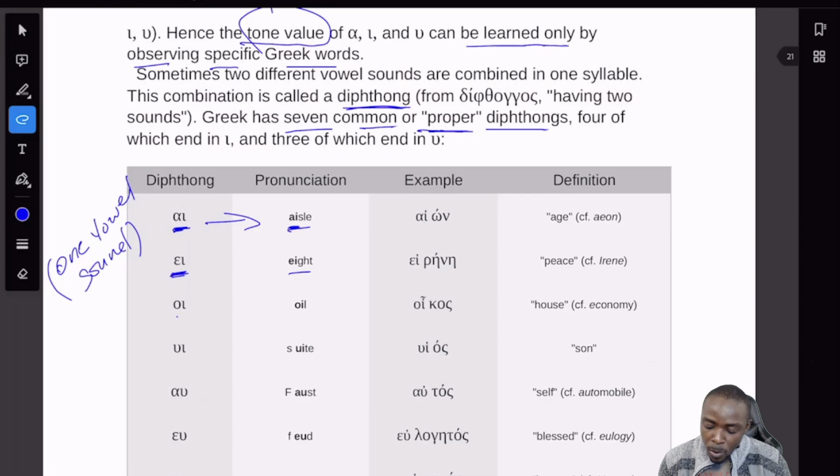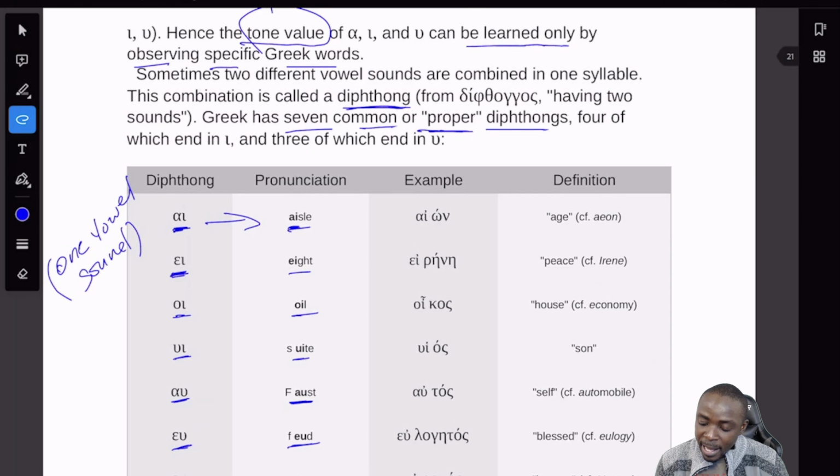Then you have OI, oil, UI, hui, sweet. Then you have AU, as in fowl. Then you have EU, feud. OU, soup. Now let's look at the Greek word examples.